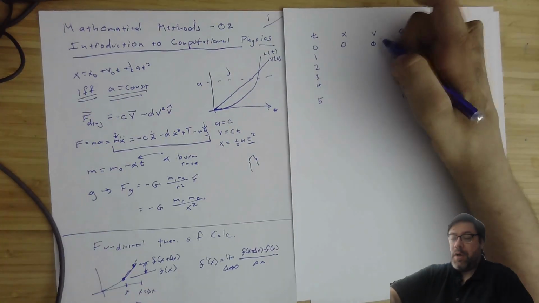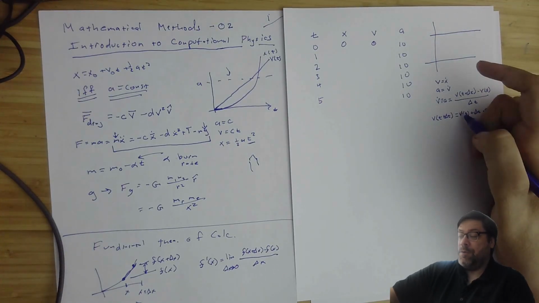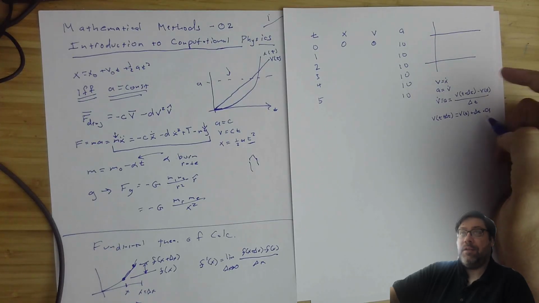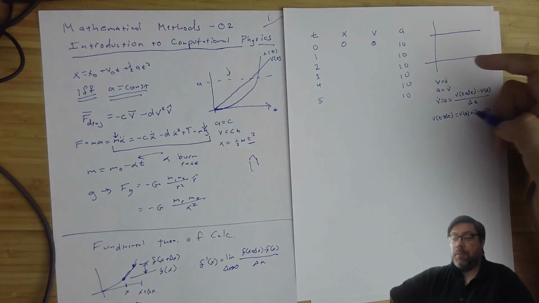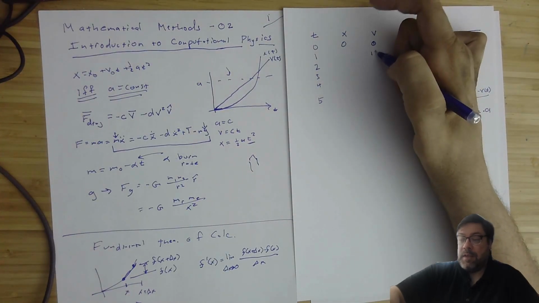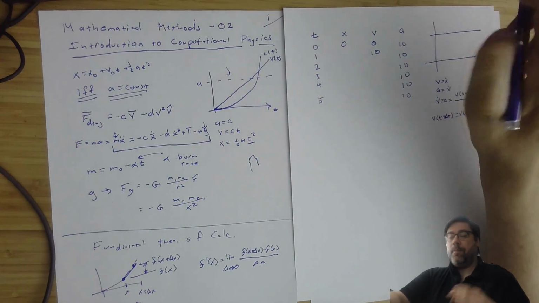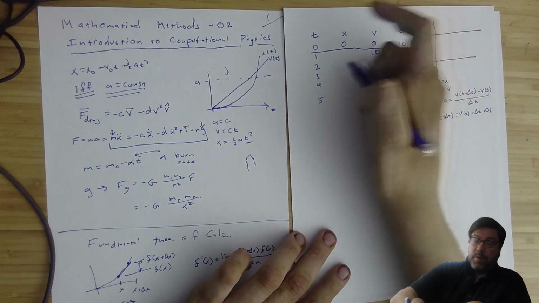So now, what is v at t equals 1? Well, v of t equals 1 equals v of 0 plus delta t times the acceleration. That just means 0 plus 1 times 10, so the velocity is 10. All right, let's try to square this up a little bit so we can see what's going on.